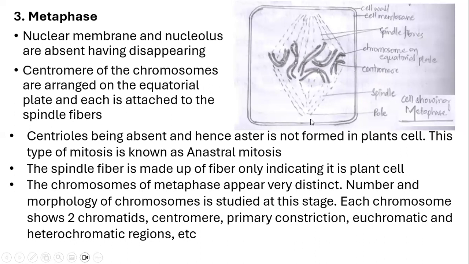Centrioles are absent in plant cells, and hence aster formation is not observed. This type of mitosis in plant cells is known as anastral mitosis. The spindle fiber is made up of only fibers, indicating that they are plant cells. The chromosomes at metaphase appear very distinct, and the number and morphology of the chromosomes is studied at this stage. Each chromosome shows the presence of two chromatids, centromere, primary constriction, euchromatin and heterochromatic regions, etc. can be observed.